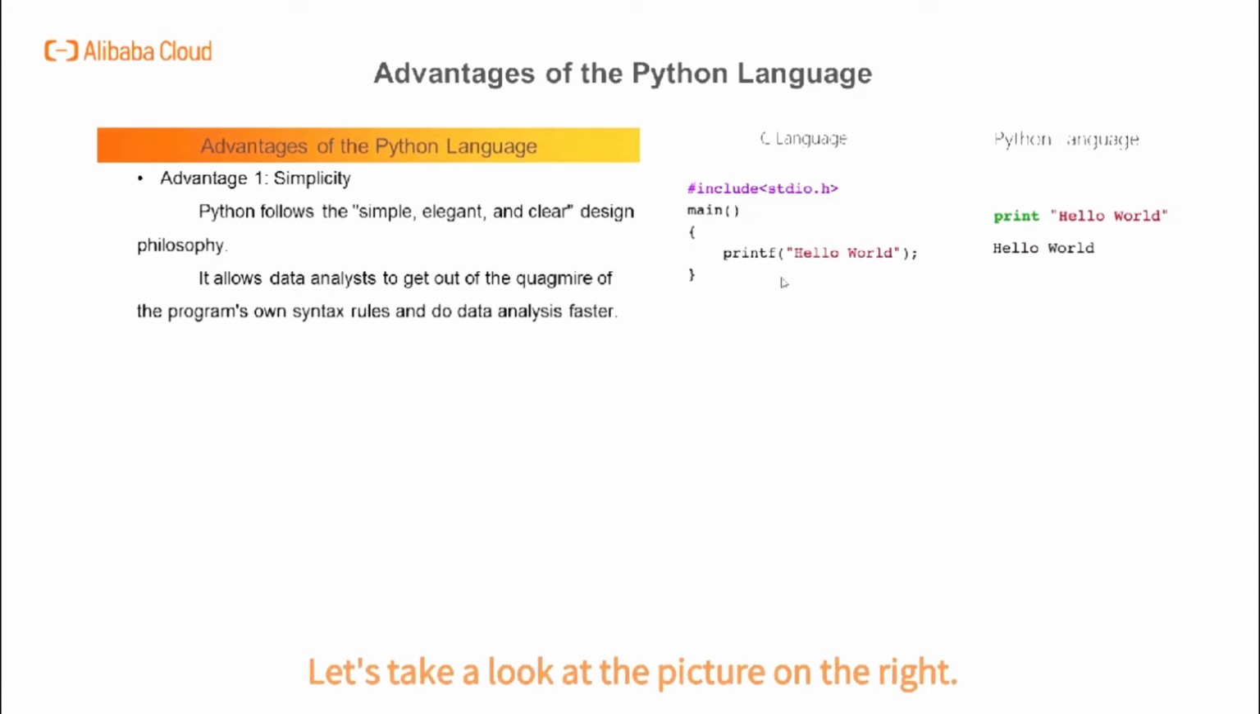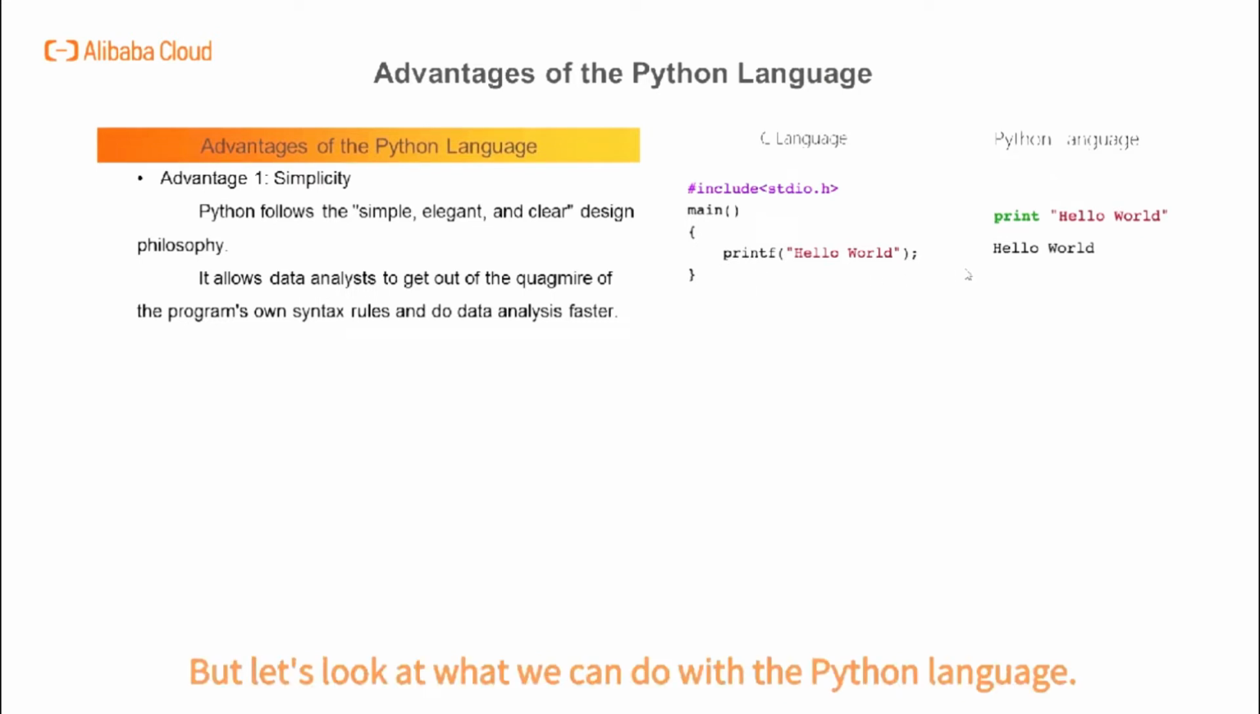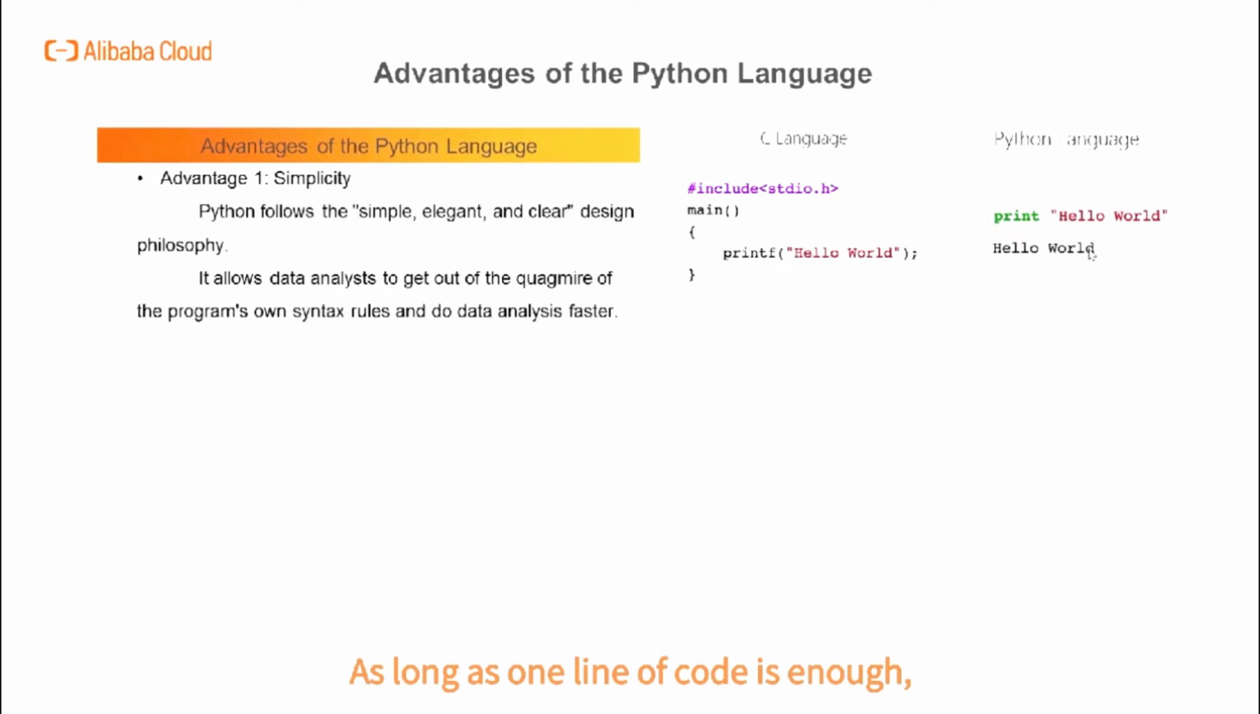Let's take a look at the picture on the right. The one on the left is the C language. If we want to print the string hello world, we must first have a main function. Then we use 2 braces to wrap such a line of code, print hello world. So we used 4 lines of code to print a string. But let's look at what we can do with the Python language. As long as one line of code is enough, it is print hello world. So it avoids some of the complexity of programming syntax, which is the concise characteristic of Python.